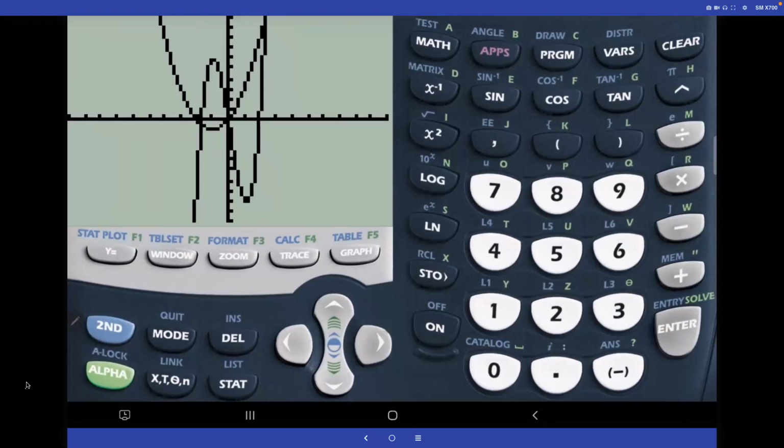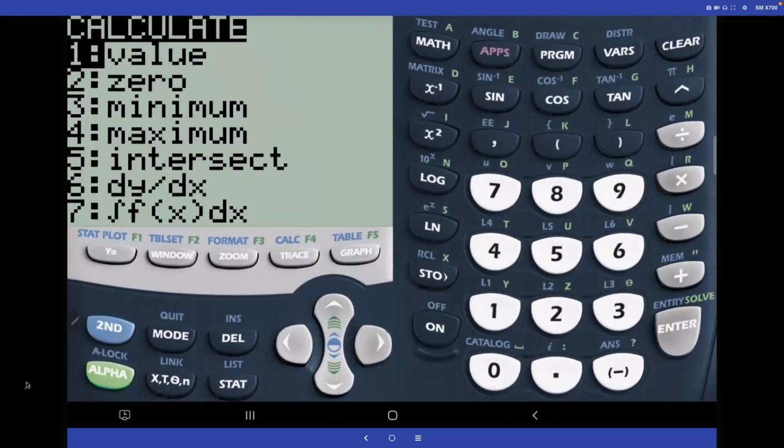The way you do that is above the trace button, you'll see calc. So hit second calc, and that will open up this menu here. And you can see that the calculator can find a lot of stuff. It can actually find a value. You give it an x value, it will find the corresponding y value. It can find zeros or x-intercepts. It can find a minimum, a local min or a local max. But we want choice 5. We want the intersection. So I'm going to just hit 5.